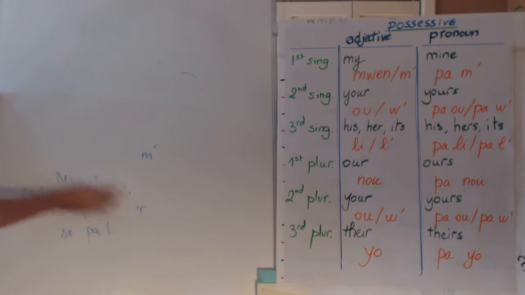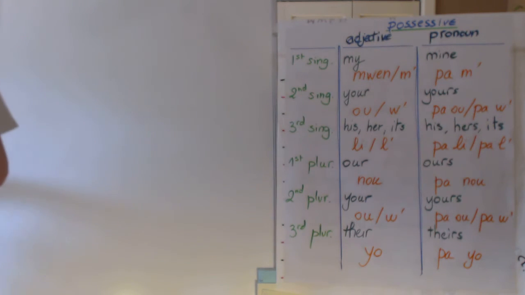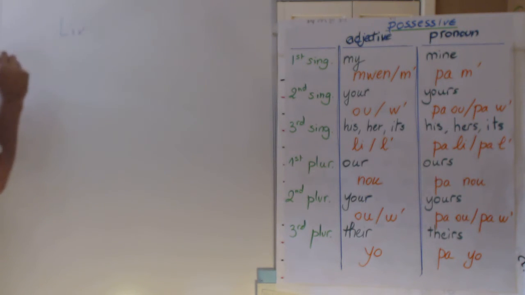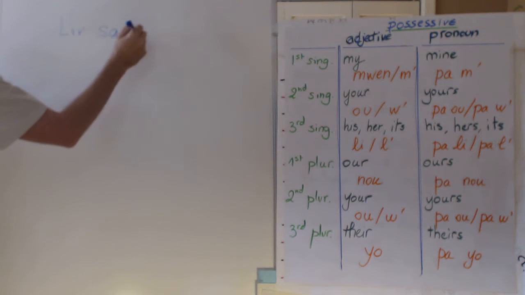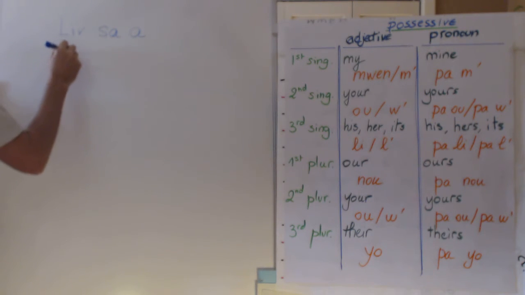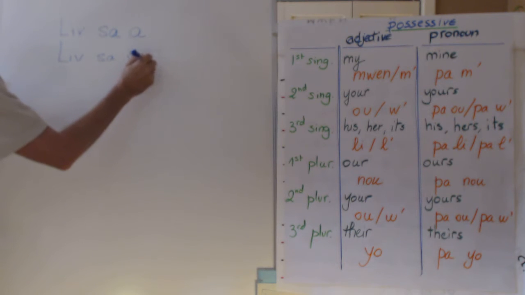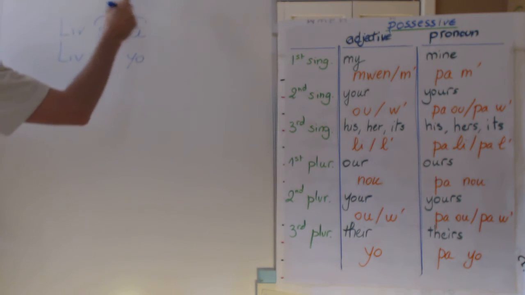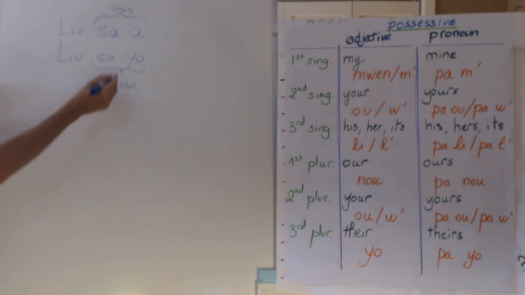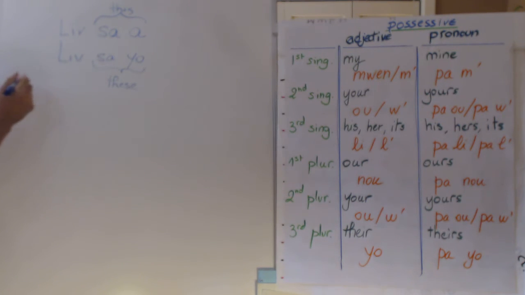We're going to talk about something very simple, very useful, demonstrative pronouns. How do I say this book? Book is livre. This book, livre sa. These books, livre sa yo. Very simple. And as usual, always after the noun.